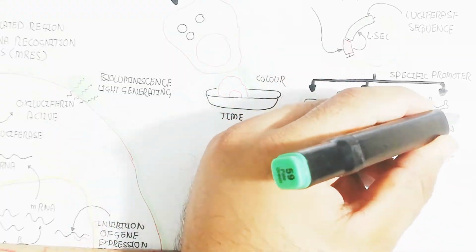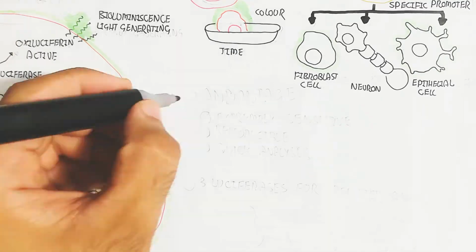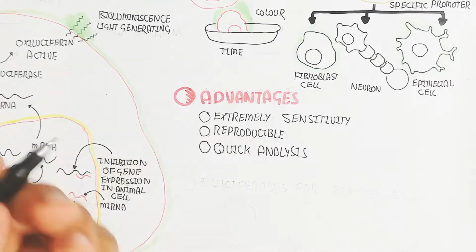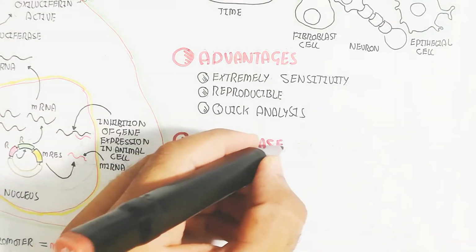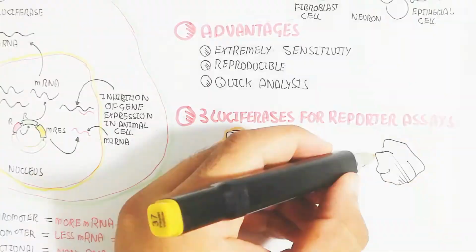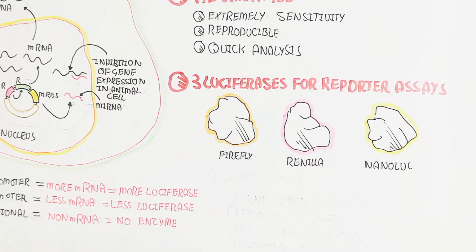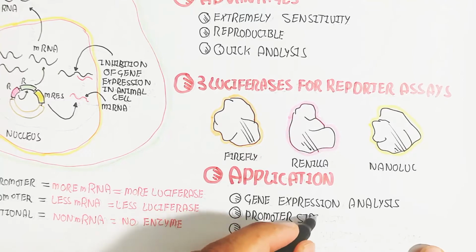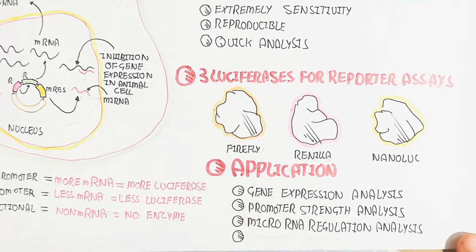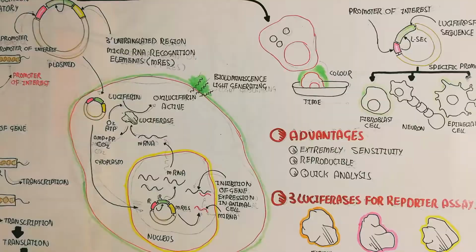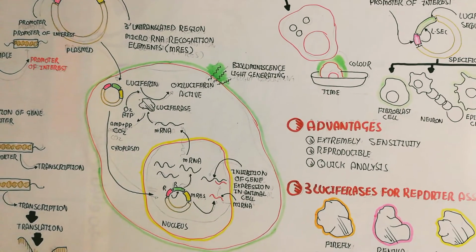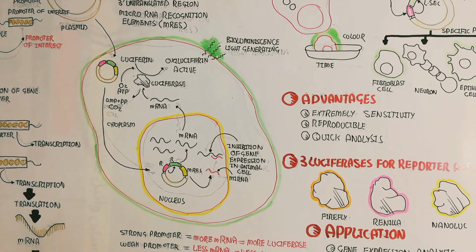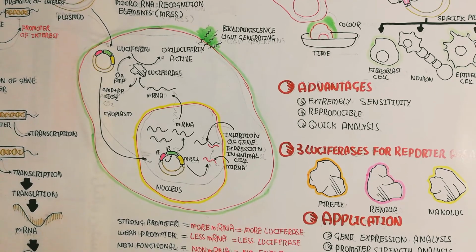Here the luciferase sequence requires a specific promoter. A specific promoter means, for example, that a fibroblast cell will produce it while a neuron will not, and an epithelial cell will produce the color. The advantages are that it is extremely sensitive, reproducible, and allows quick analysis. The three luciferases for reporter assays are Firefly, Renilla, and NanoLuc. The applications are gene expression analysis, promoter strength analysis, microRNA regulation analysis, and promoter structure analysis.